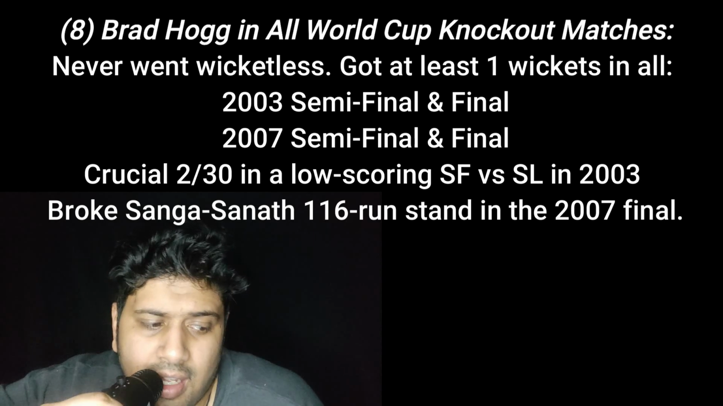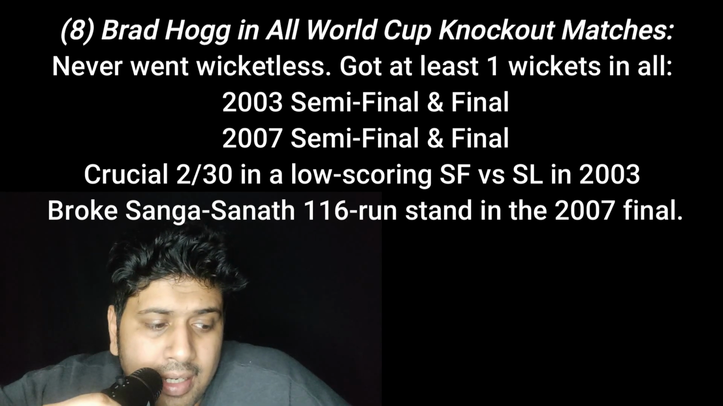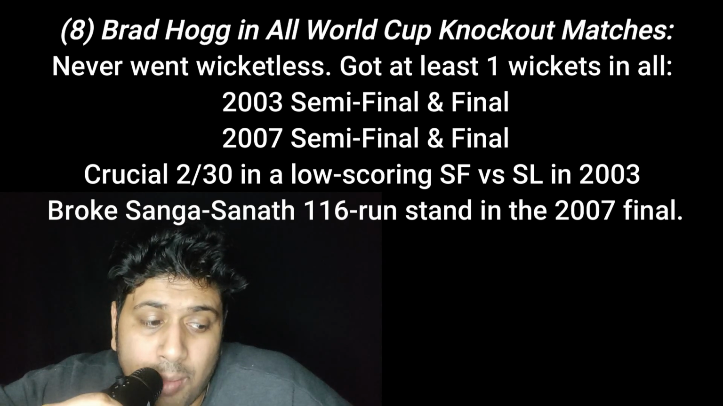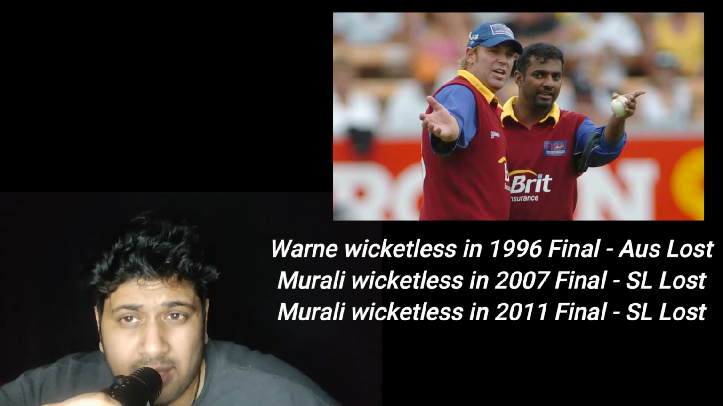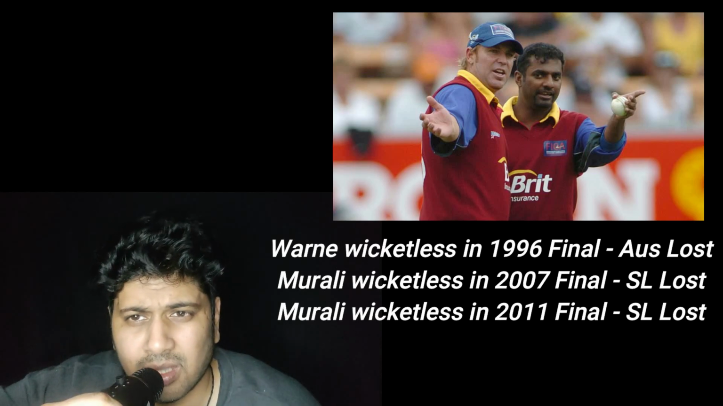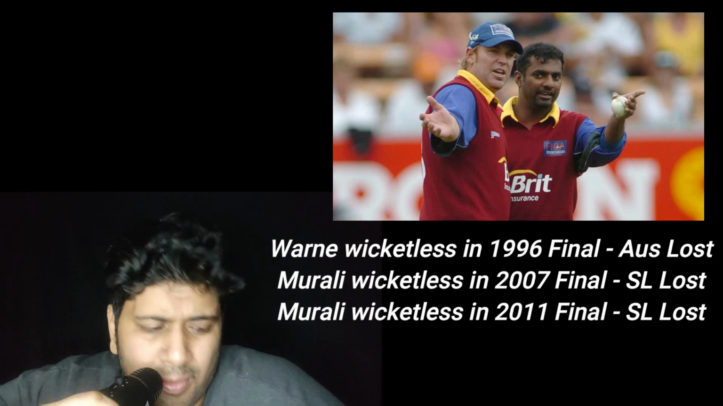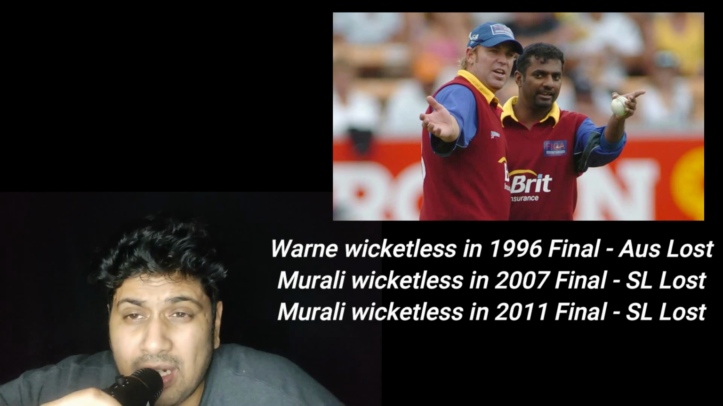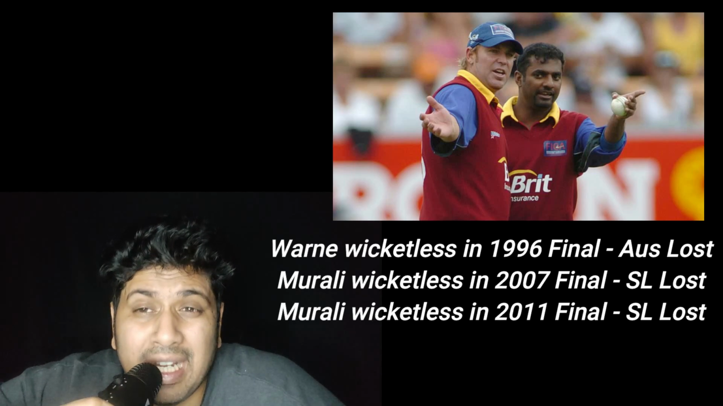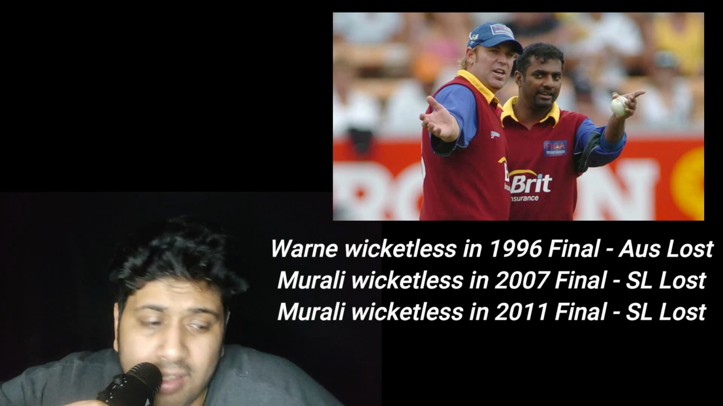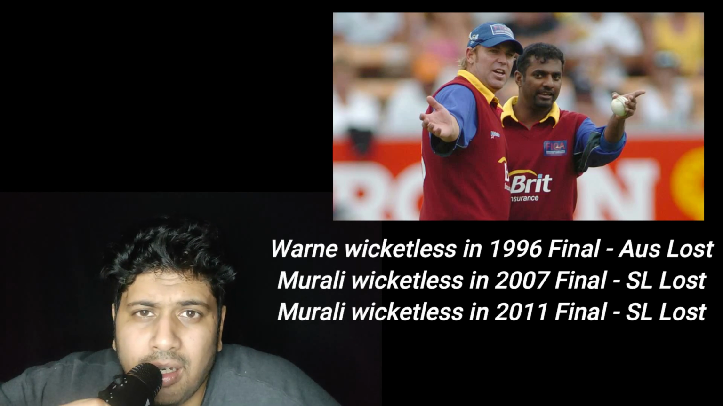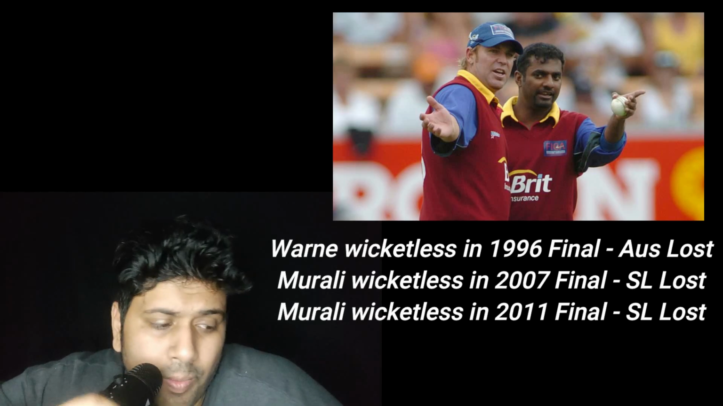Now the great late Shane Warne and Muttiah Muralitharan have gone wicketless in World Cup finals. Muralitharan and Warne are considered among the two of the greatest spinners, which I think no one will doubt. But if you talk about one-day cricket, if you talk about World Cups, they've gone wicketless in finals that their teams have lost. But Brad Hogg has never gone wicketless in any World Cup final. So what does that tell you?